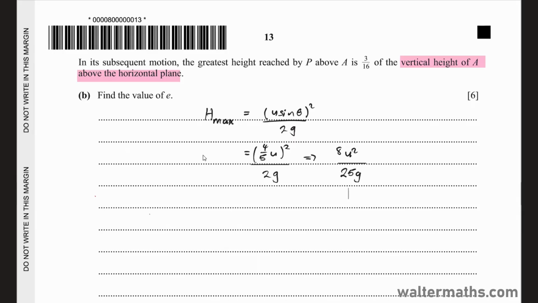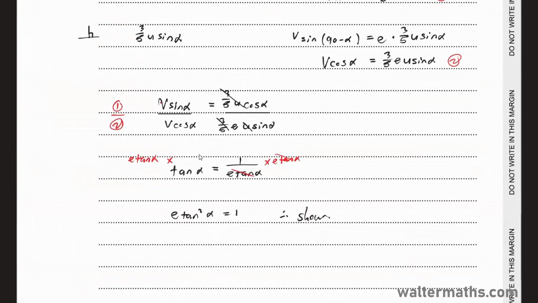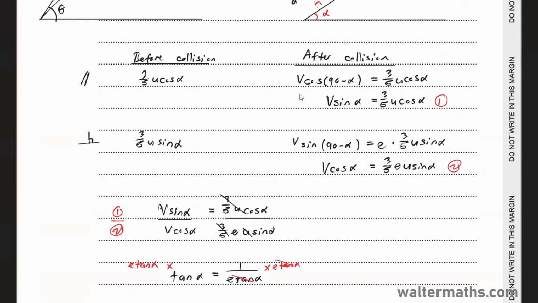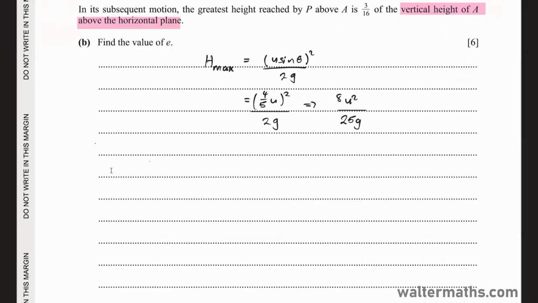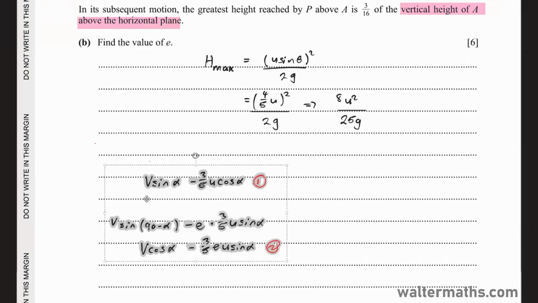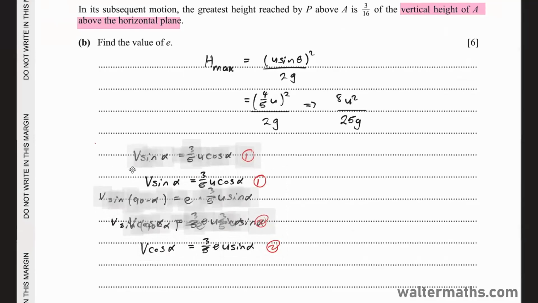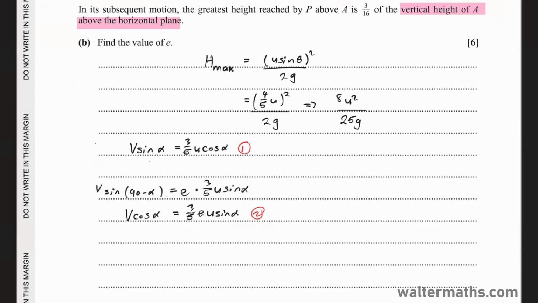And then from here, we are going to consider these two equations, equation 1 and equation 2. So let's have that. I'm going to have the two equations, equation 1 here, and I'm going to remove this, and we'll have equation 2 here.